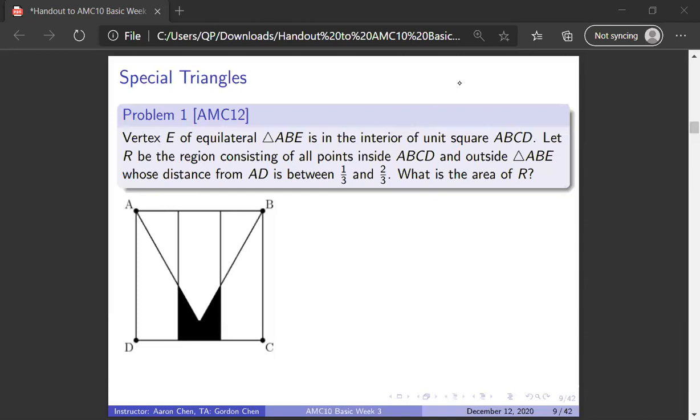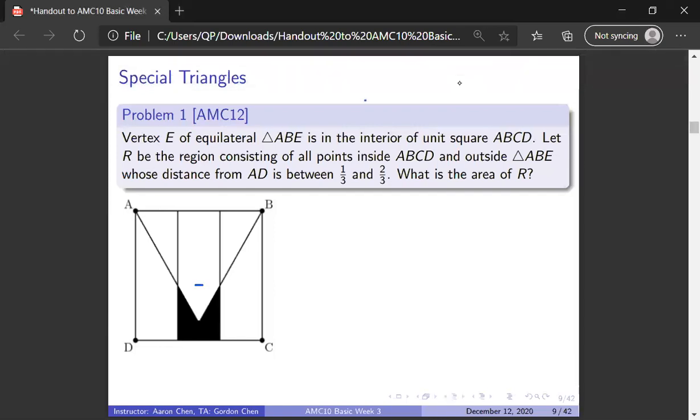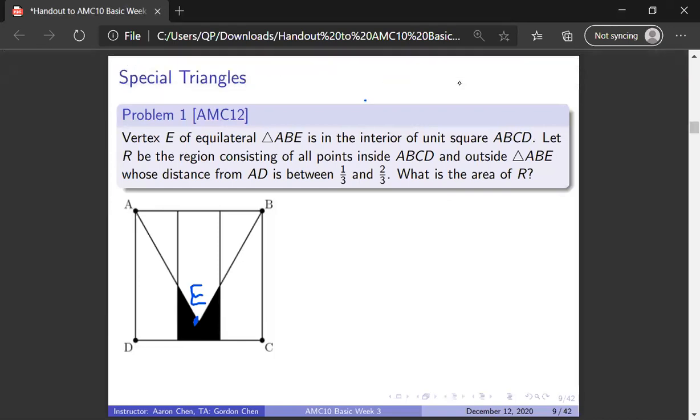What is E? Where is E? I believe at this point it's just that the shaded area blocked it out. Oh, okay, so it's that point. And if you couldn't tell, R is the shaded area.